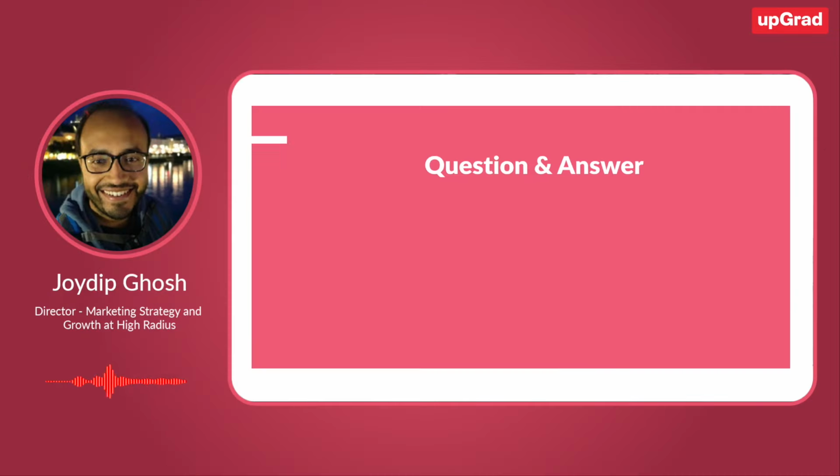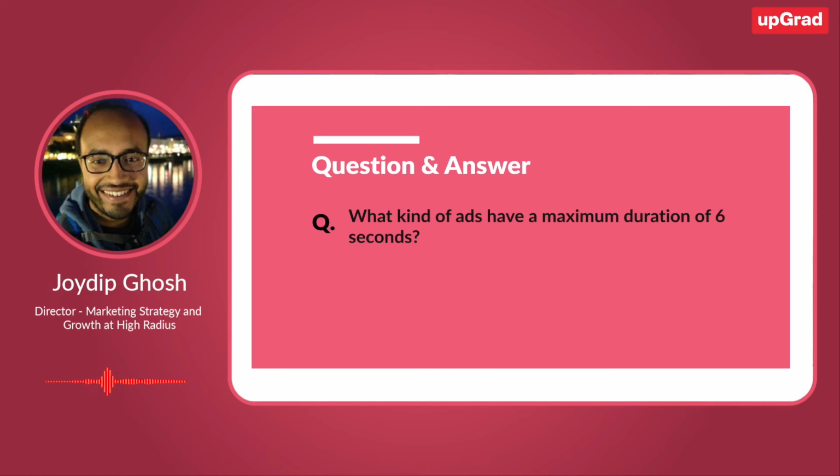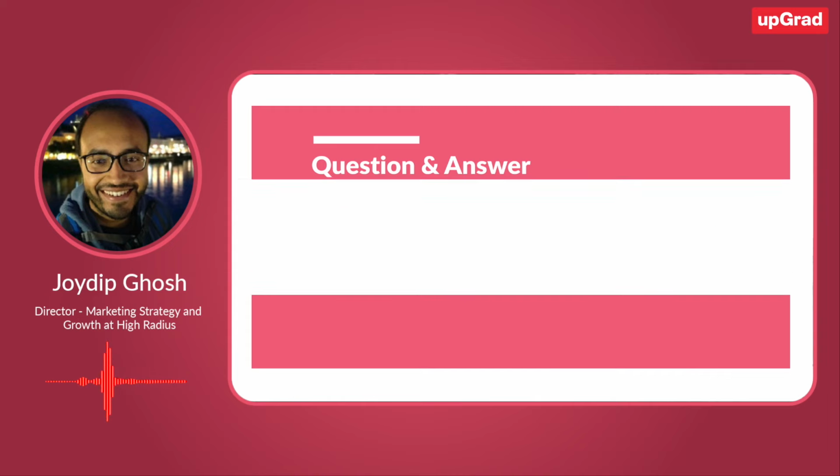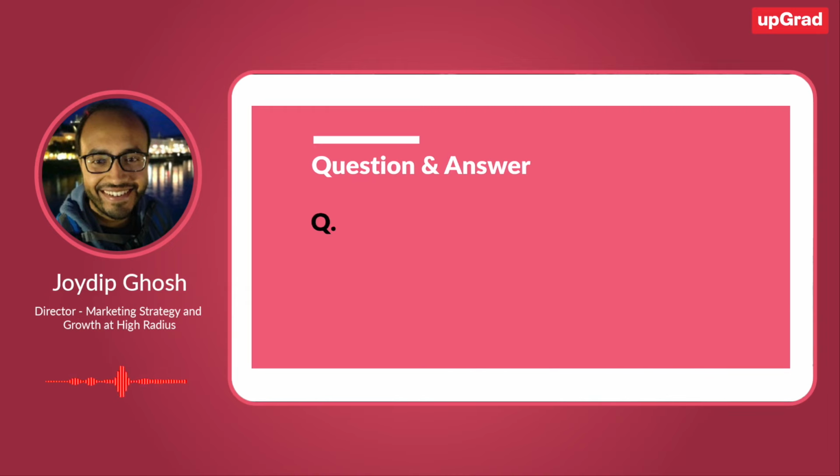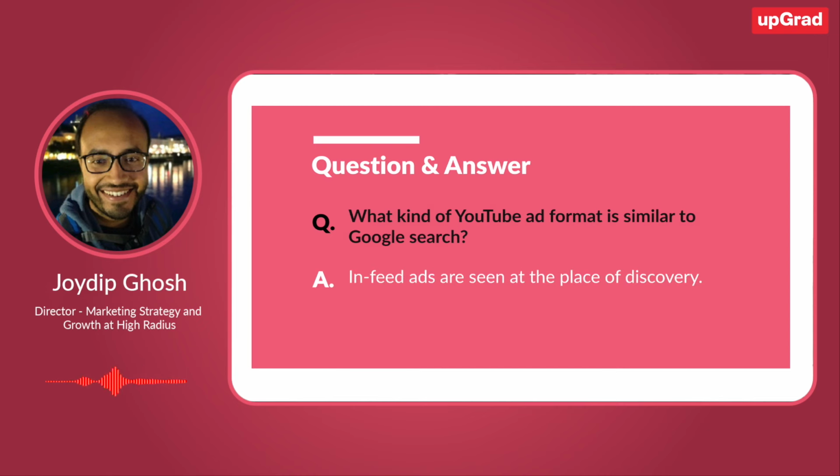So what kind of ads are the ads where the maximum duration is 6 seconds? Bumper ads. Second question, what kind of YouTube ad format is similar to Google search ads? In-feed ads. In-feed ads are the ads which you see at the place of discovery. When somebody is discovering something on YouTube and your ad shows up, it's called an in-feed ad.